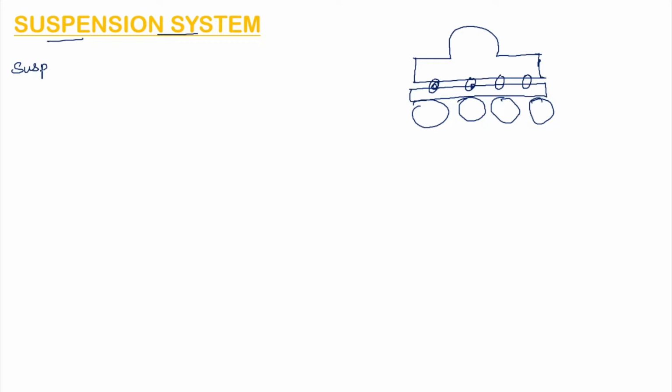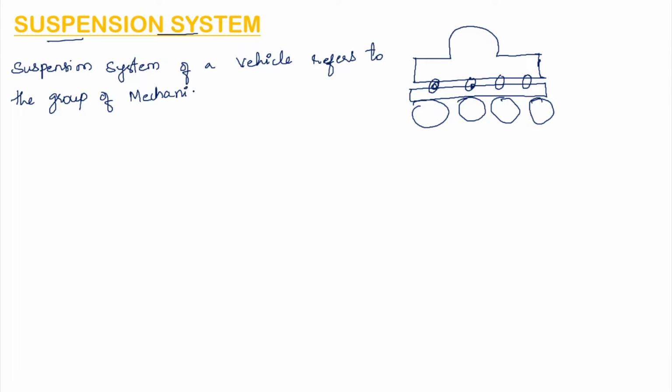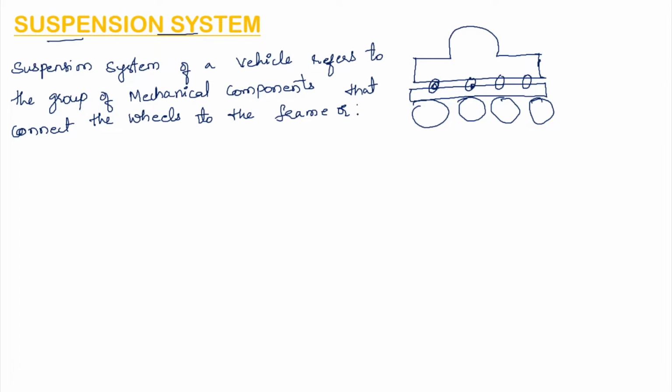So suspension system of a vehicle refers to the group of mechanical components that connect the wheels to the frame or body of the vehicle.